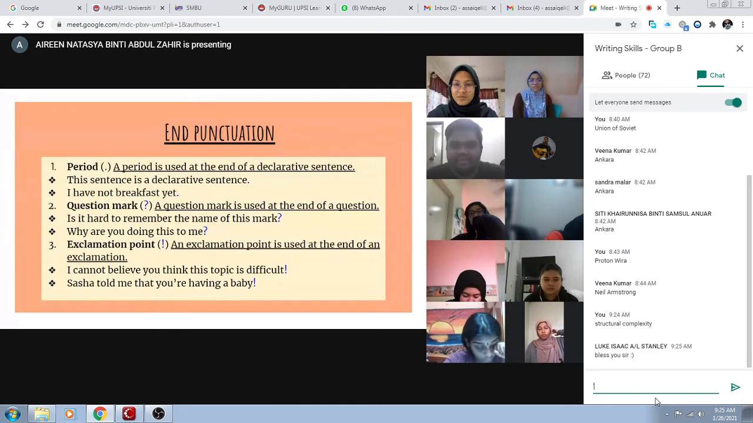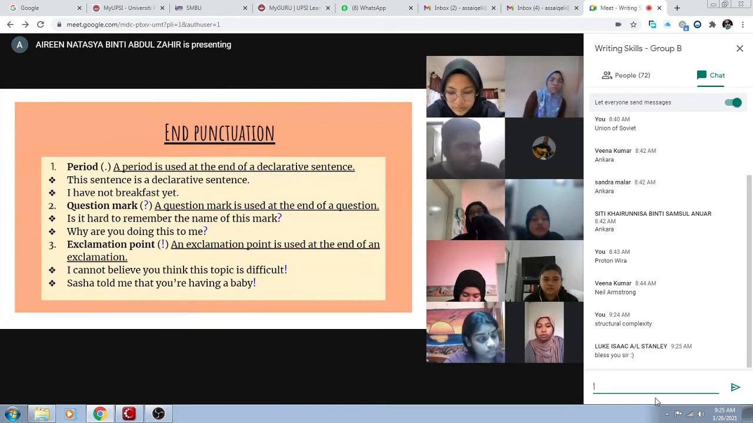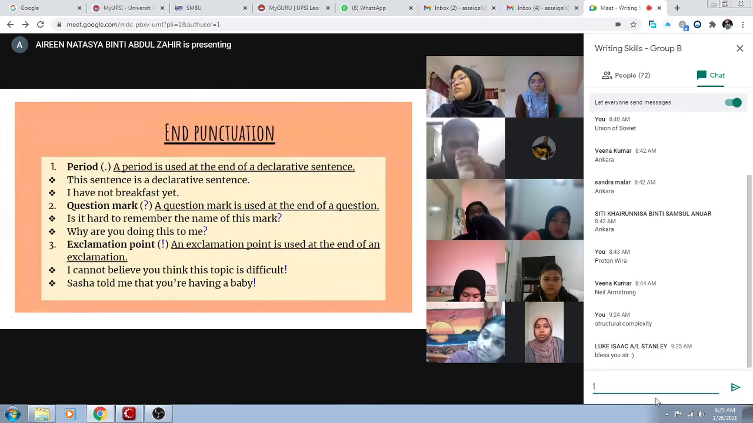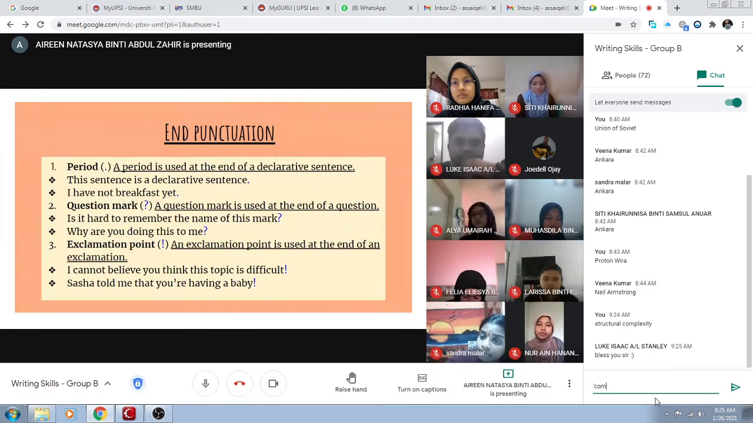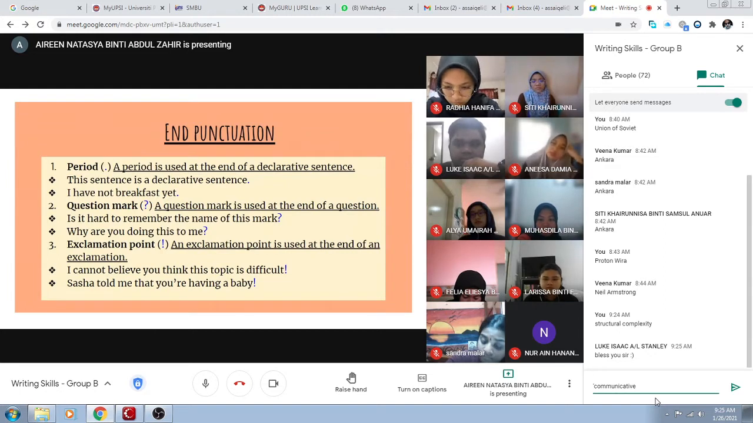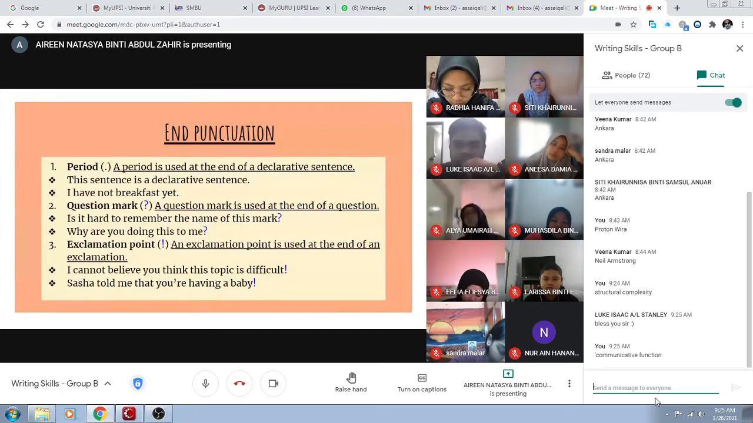We're going to talk about this in a short while. But now we're going to classify sentences not in terms of structural complexity, but in terms of the communicative function. Another way to look at sentences is from the point of view of communication, the function in communication. So these are two ways to classify sentences.